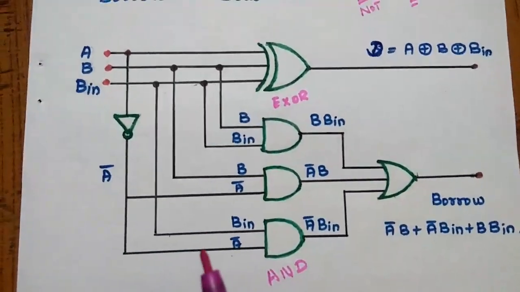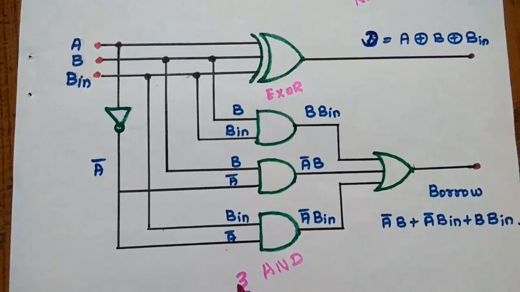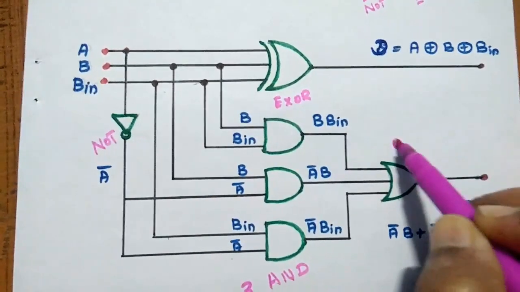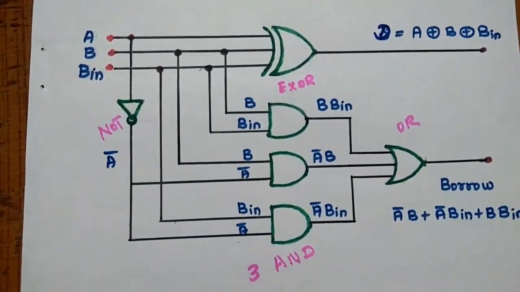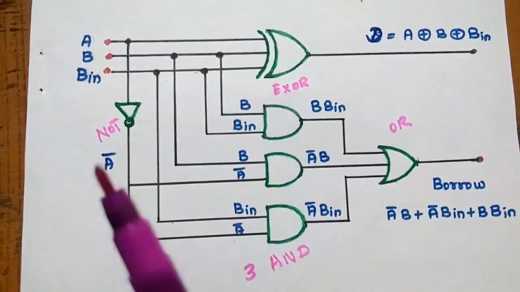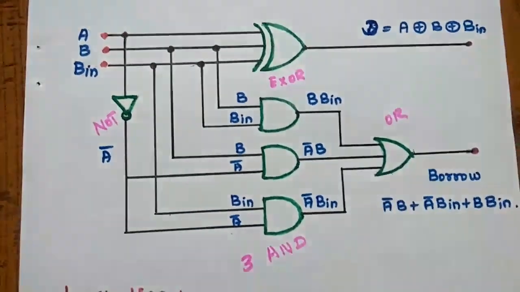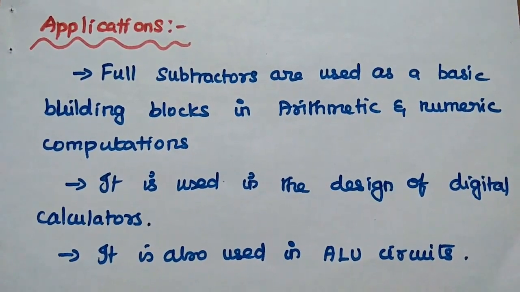So here we are going to use one XOR gate, 3 AND gates, one NOT gate and one OR gate. In order to realize the full subtractor, we need one XOR, one NOT, 3 AND and one OR gates.